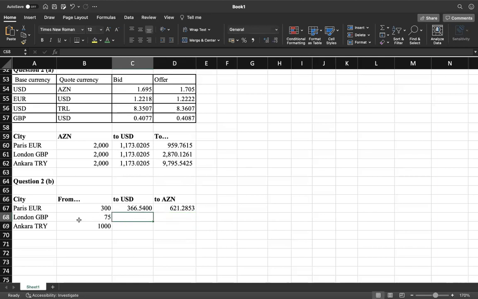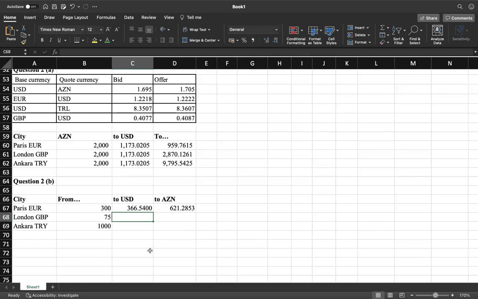The same logic is also applied here. So before starting calculation, let's clarify what we should do. We have 75 British pound, and we want to sell our British pound and get USD. Therefore, we are buying USD.